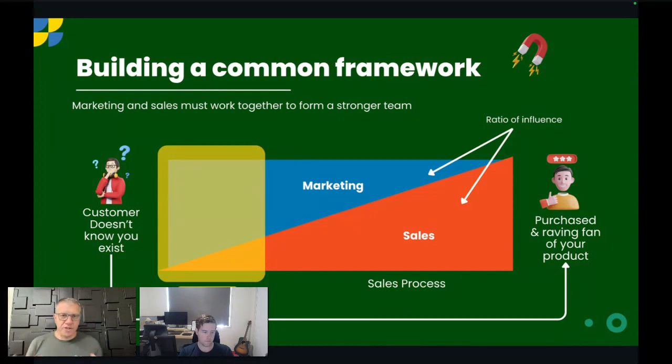And the first step of this is building the common framework, which is the client maturity scale. Sales could also include founders doing founder-led sales. It's anyone involved in actually talking to clients and assisting them towards a close, just for definition there.